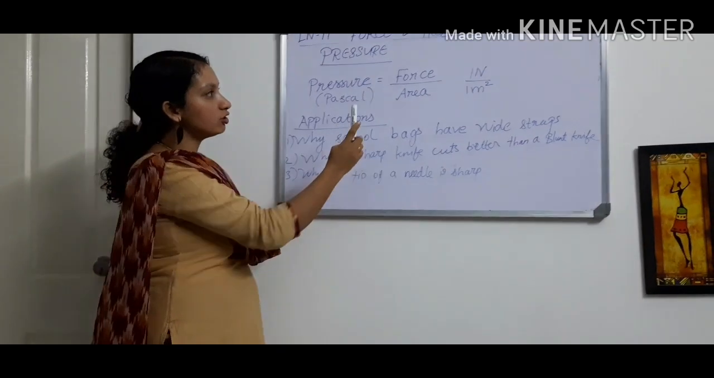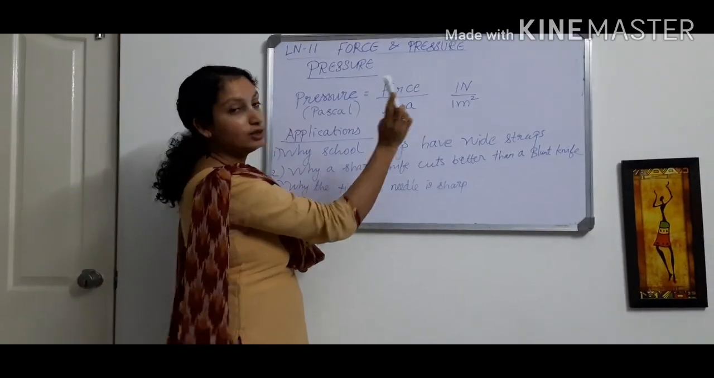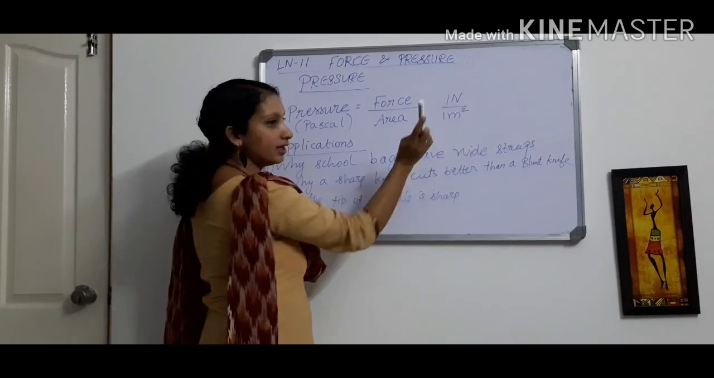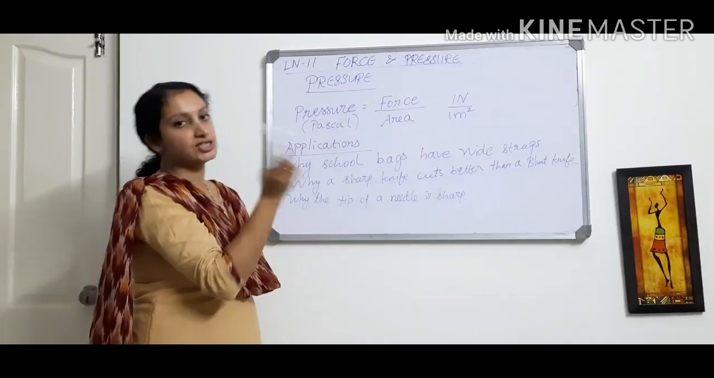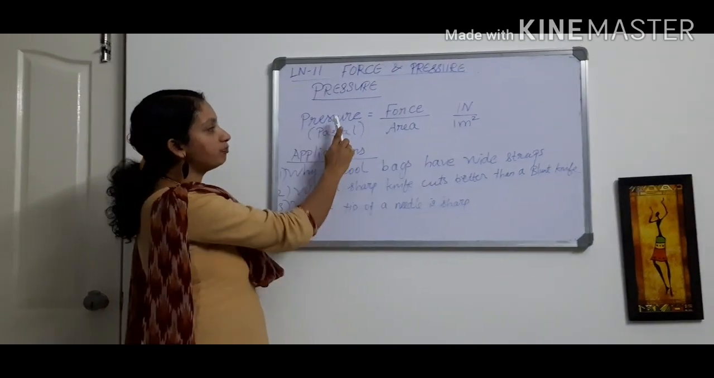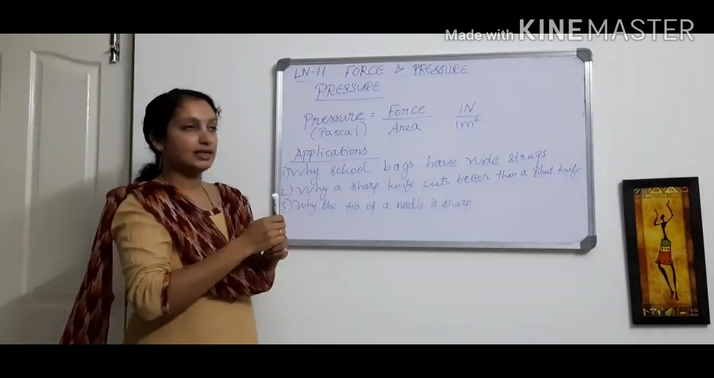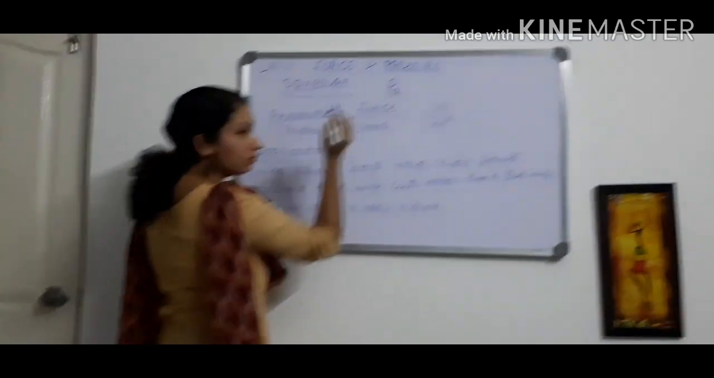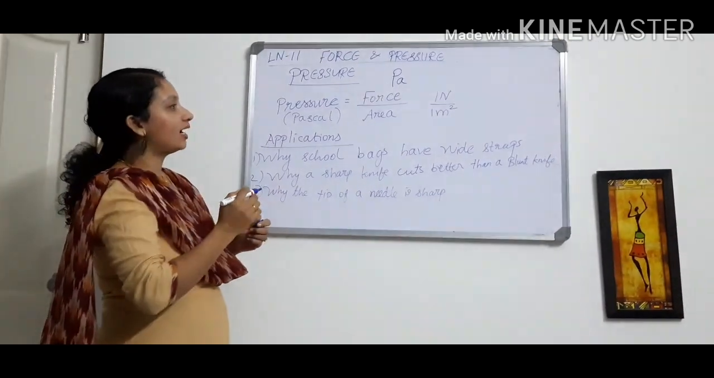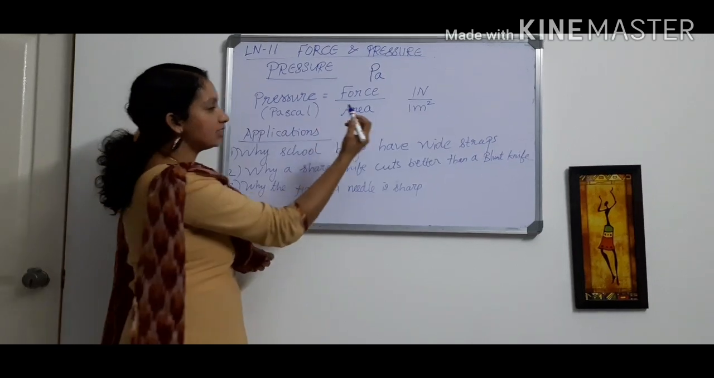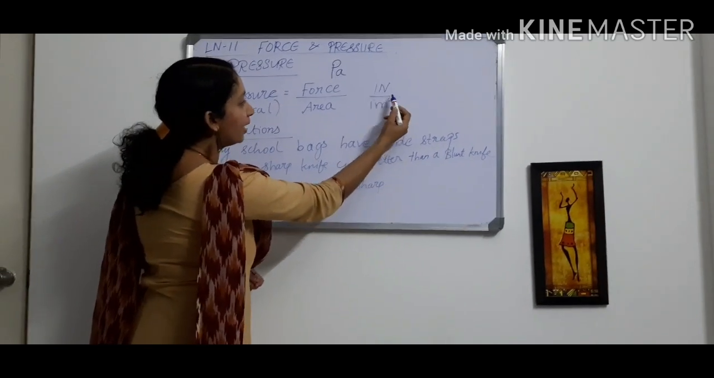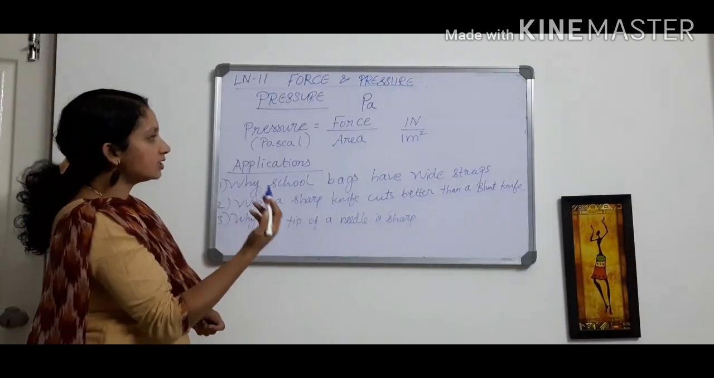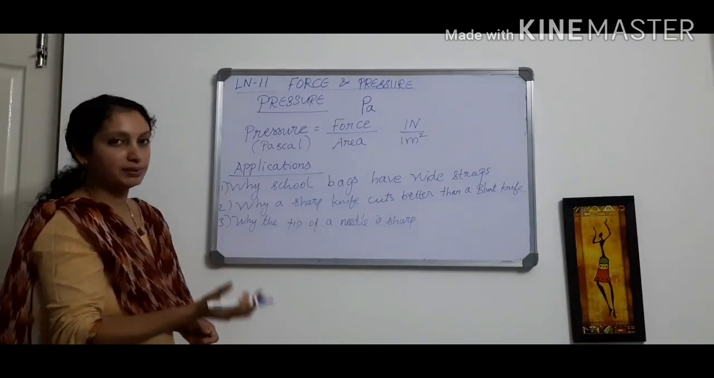So what is the unit of force? Newton, 1 N. Area is meter square, or you can say square meter. So what is the unit of pressure? Pascal. In short form, we write capital P and small a, Pa. So Pa is equal to 1 N by 1 square meter. This is the formula we have to remember.